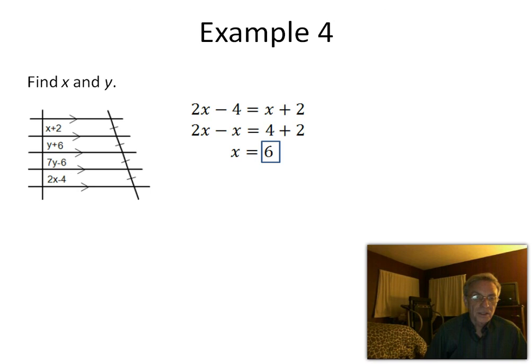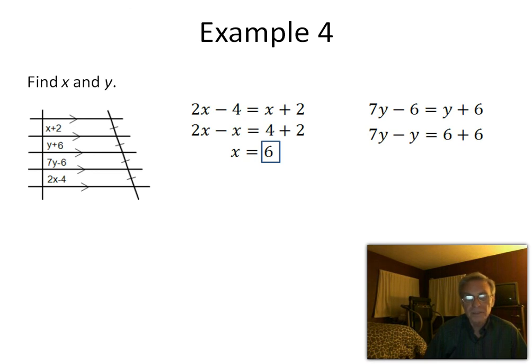Similarly, we can say that y plus 6 is equal to 7y minus 6. So we're going to move the y that's on the right side to the left, and we're going to move the negative 6 from the left side to the right side. So this gives us 7y minus y equals 6 plus 6. So this gives us 6y equals 12 when we simplify, and y is equal to 12 divided by 6, or 2.